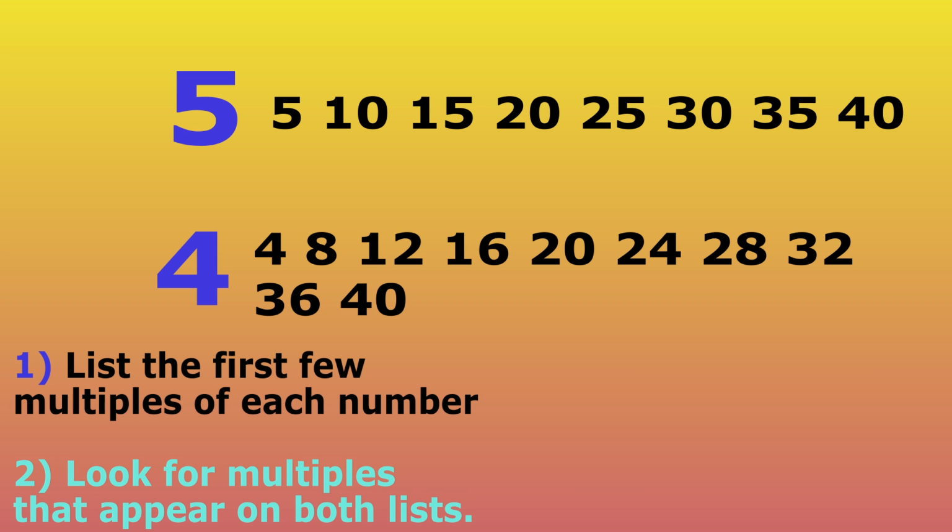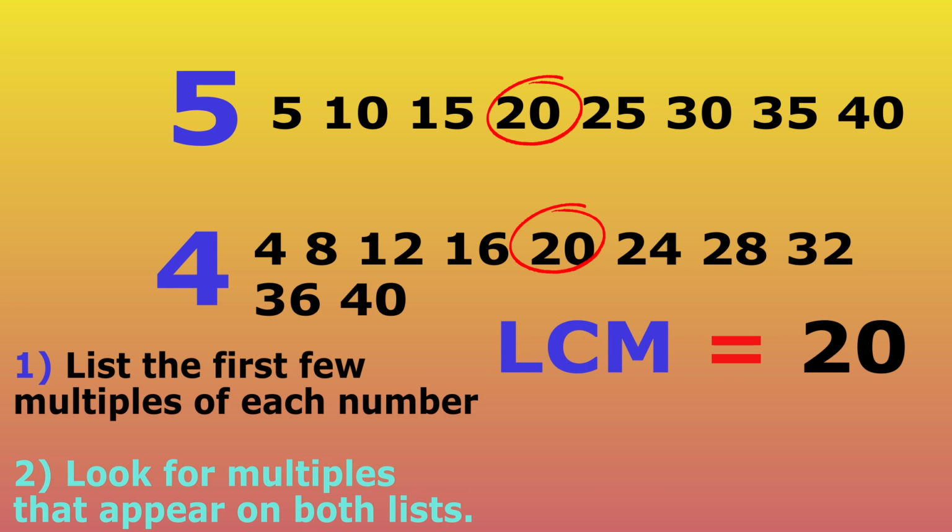Notice that near the end of both lists, 40 appears, but earlier on in both lists, 20 appears. These are called common multiples. They are multiples common to both 4 and 5. But we're looking for the lowest common multiple, which is the smallest number that you can find on both lists. In this case, that's the number 20. So the lowest common multiple of 4 and 5 is 20.